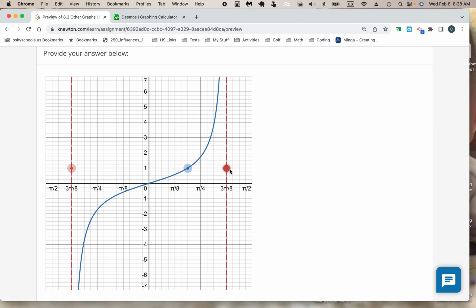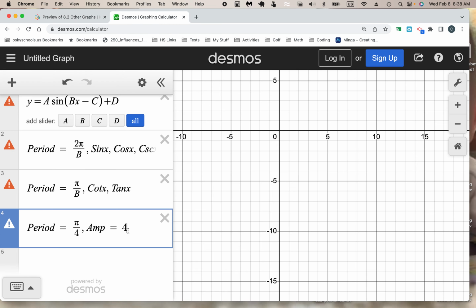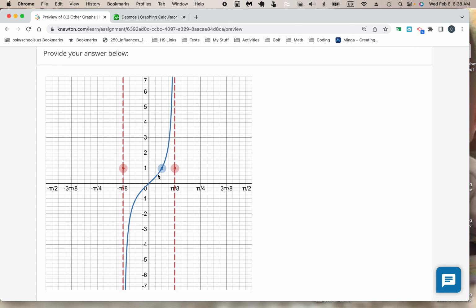So I need to have this at pi over 8 and negative pi over 8, because if I add those distances together, that'd be 2 pi over 8, which is pi over 4. So I move them in. Now I have a distance of pi over 4 there. My amplitude was 4, so I'm going to move this up from 1 to 4, and then I'm going to hit submit.